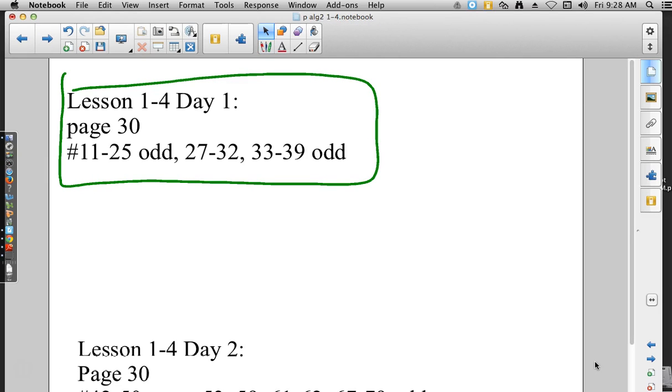For Friday. Lesson 1-4, day 1, page 30. Do 11 to 25 the odd, 27 to 32.